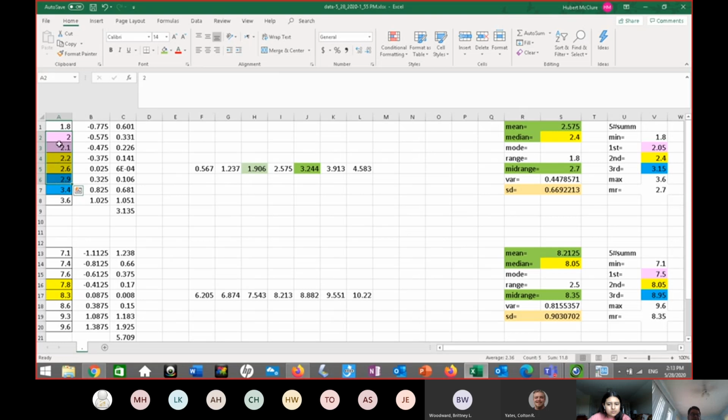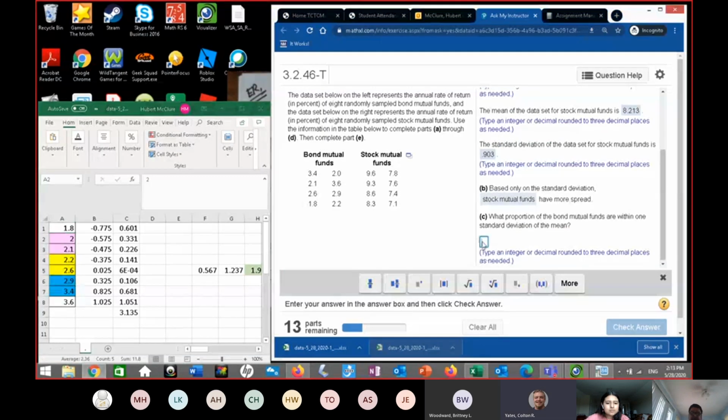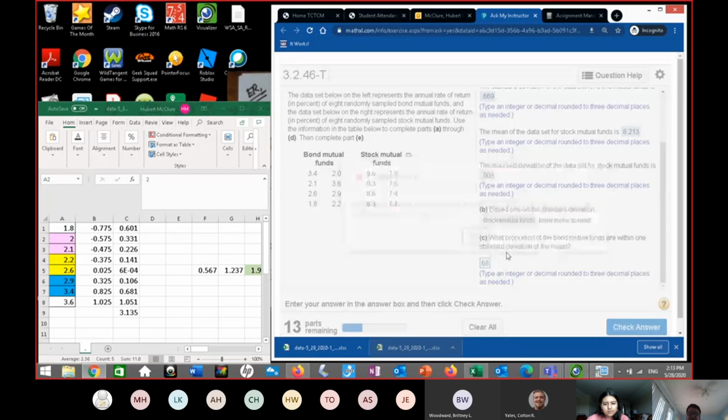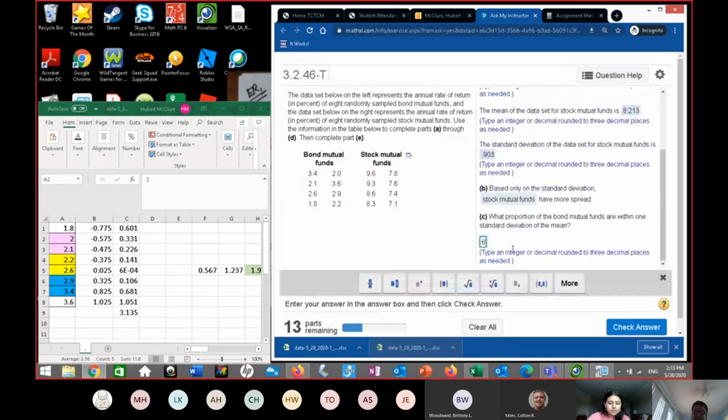1, 2, 3, 4, 5. What's 5 out of 8? Somebody give me 5 out of 8. I got 0.625. Yeah, 62.5%. I'm gonna say 68 right here because that's the empirical rule. Let's see what it says. They may want the actual. Okay, so 62.5. Yes, sir. That's actually counting the numbers.